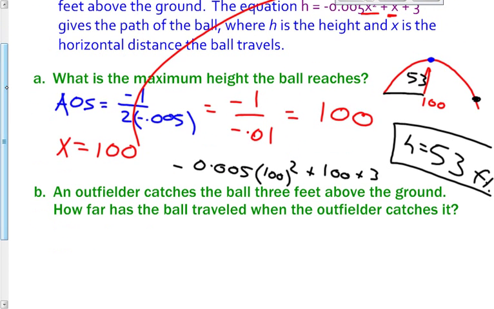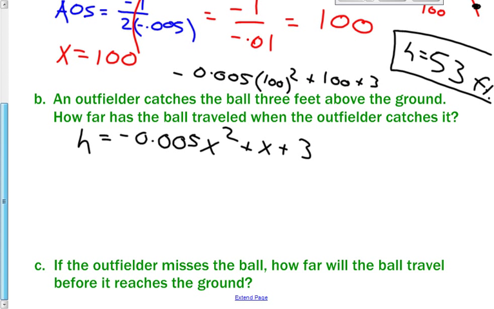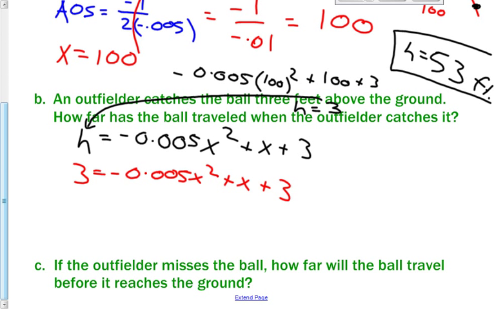So in my equation, which is h equals negative 0.005x squared plus x plus 3, the outfielder catches the ball 3 feet above the ground. So the height that he caught it at is 3. So h equals 3. Find x. Find how far the ball traveled, which is that horizontal distance. So we want to get x all by itself. When h equals 3, we have 3 equals negative 0.005x squared plus x plus 3. When we subtract 3 from both sides, it's gone. So 0 equals negative 0.005x squared plus x.